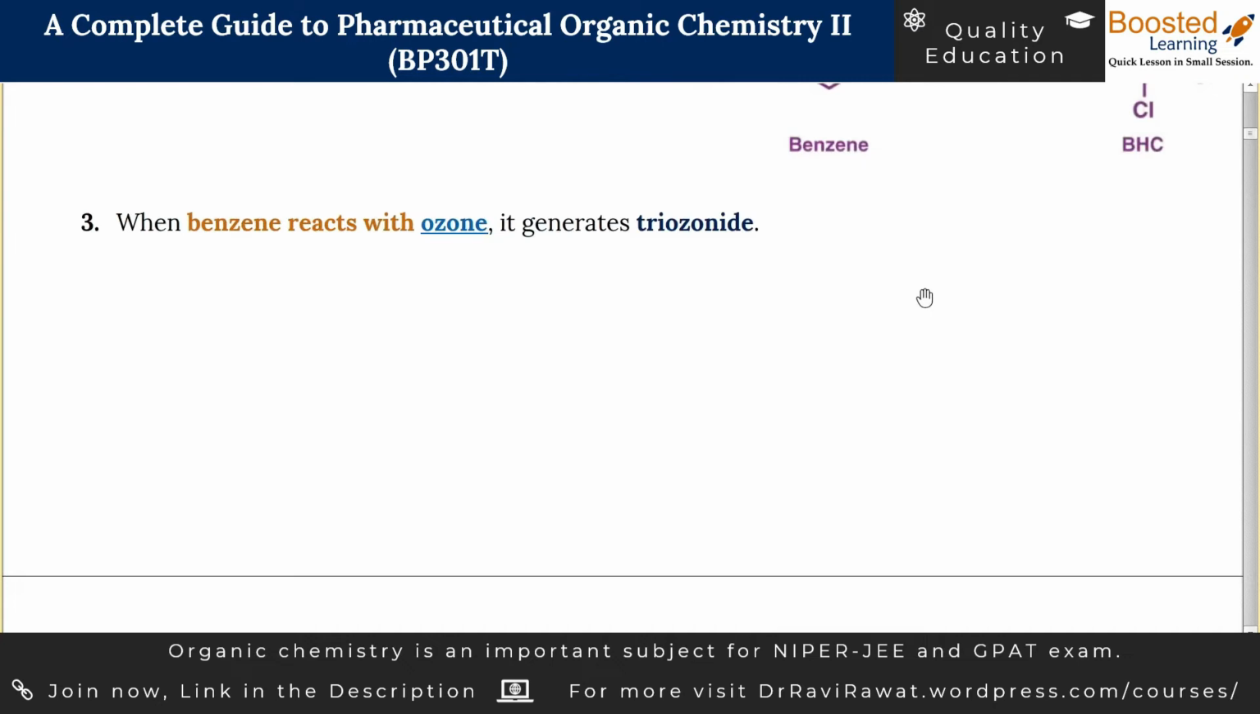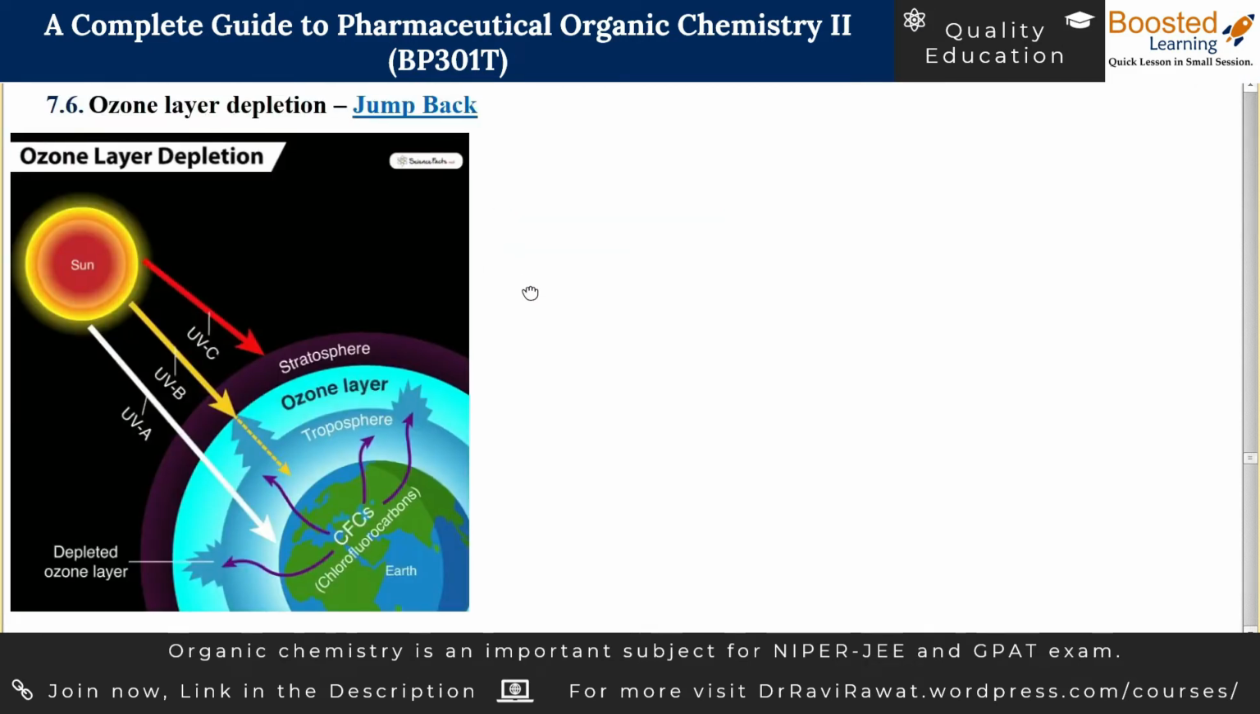Let us see the third experiment. When benzene was reacted with ozone, now this ozone is the same ozone that you keep on discussing, that is the protecting covering of our earth's atmosphere. It protects us from the harmful UV rays, and we as humans are producing chlorofluorocarbons and other harmful substances which are leading to depletion of ozone. So we are simply exposing ourselves to the harmful radiations of the sun if we do not stop producing such ozone depleting compounds.